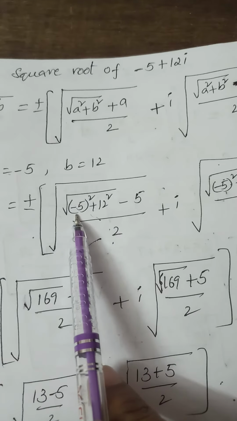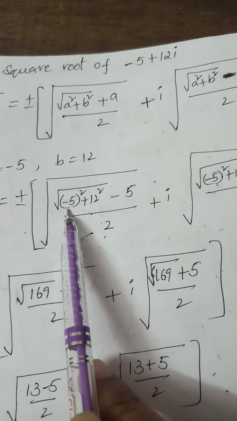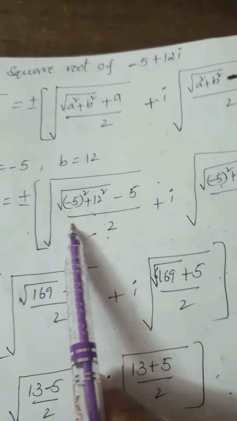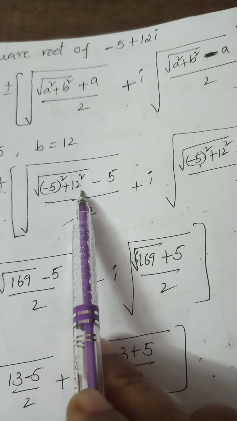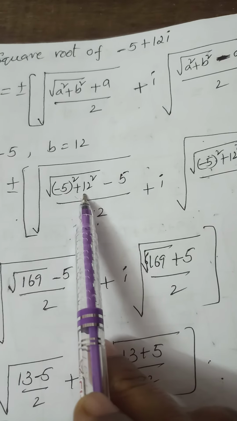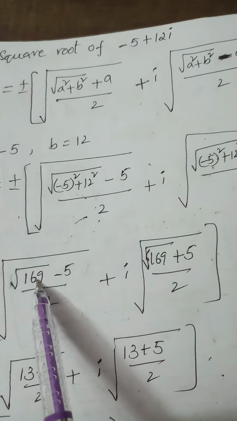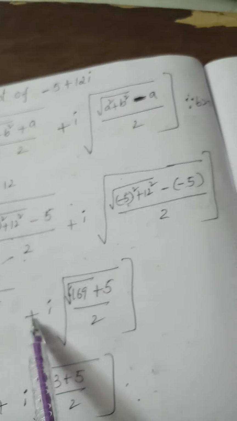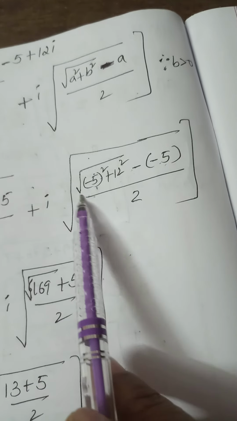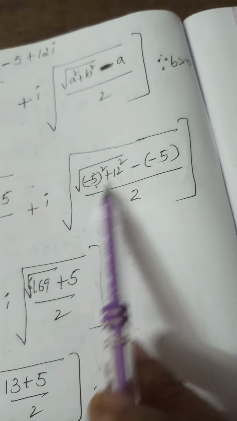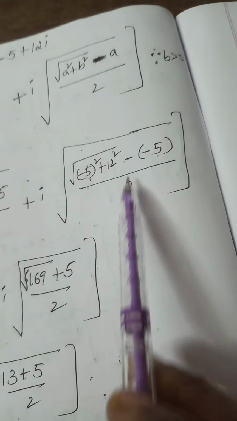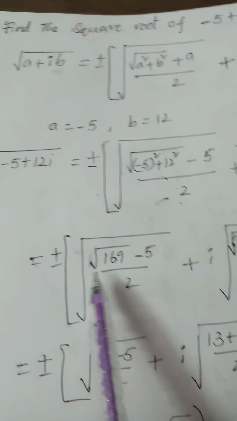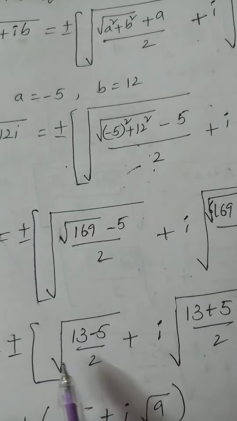So minus 5 whole square means minus 5 into minus 5, minus into minus will become plus, 5 5 is 25, and this is 12 square, 12 is 144, 144 plus 25 is 169. So root of root 169 minus 5 by 2 plus i into root of root, again here also root 169, and here minus into minus will become plus 5 by 2, and we know that root 169 value is 13.